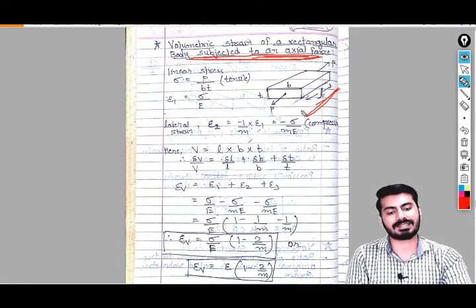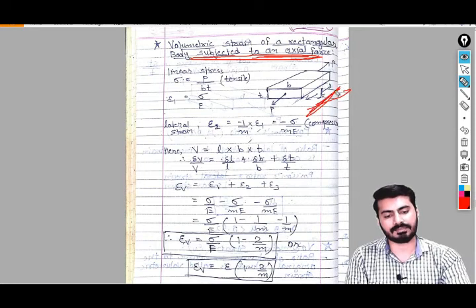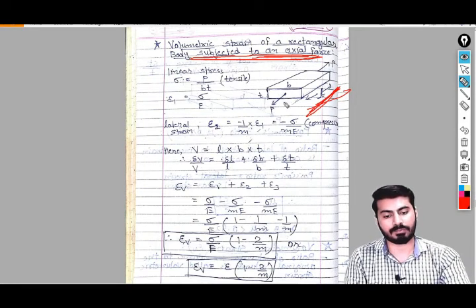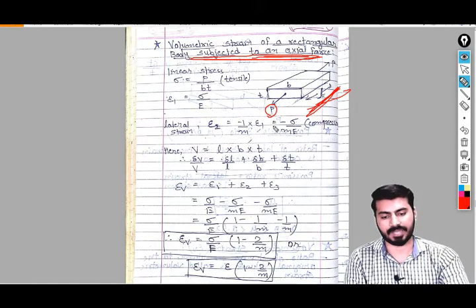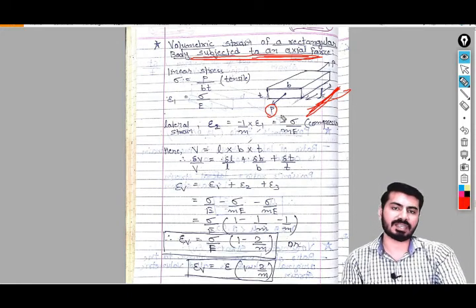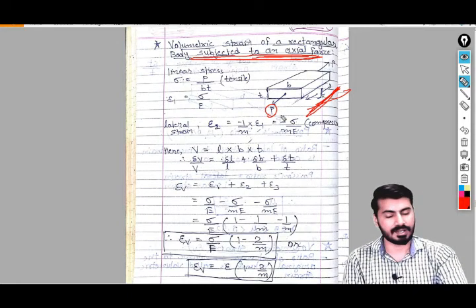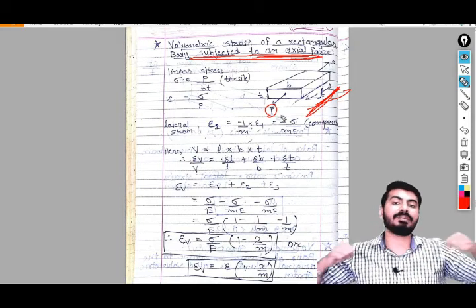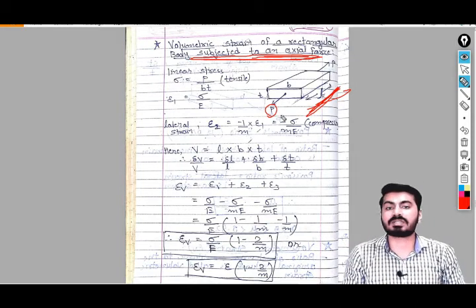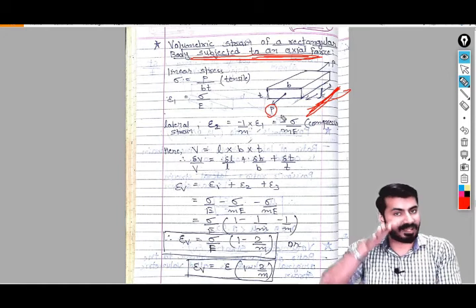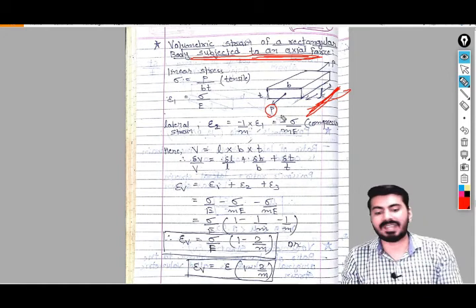So this is our axis, and along the axis we are applying the axial force P. As this force is tensile in nature, the body's length will be increased, but since the volume is constant, the width will be reduced as well as the thickness. You should keep that in your mind.